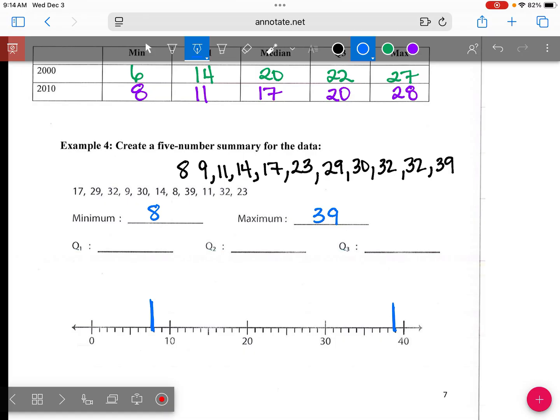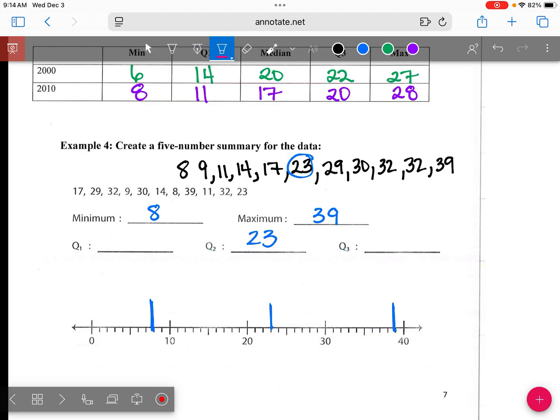So what number is in the middle? Directly in the middle. What did you come up with? 23. Anybody else get 23? All right, so 23, I'm going to circle that number. That's my Q2. Then I'm going to draw me a line at 23. All right, so now I'm taking that 23 out.